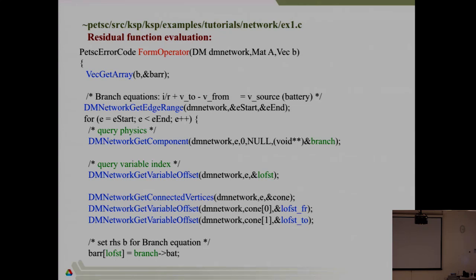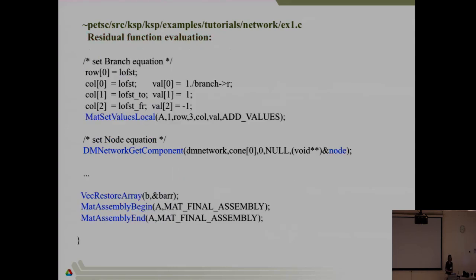So that's all. You need the physics, you need the index, and then you just put your physics value into the vector, right? So you have this whole network. The user doesn't need to know how this vector actually is. You just query the physics, you query the index, and then you put your physics application value into that vector. That's for the right-hand side. You do the same thing for the matrix.